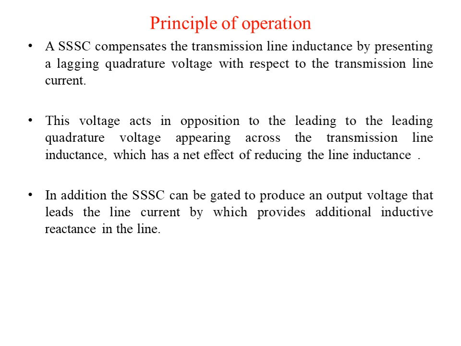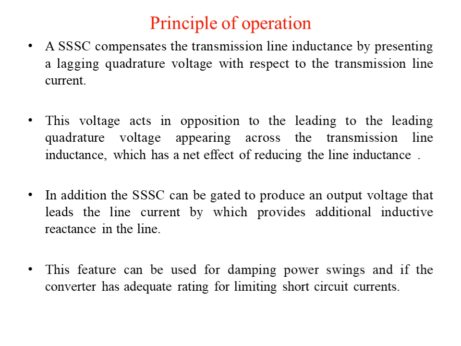In addition, the SSSC can be gated to produce an output voltage that leads the line current, which provides additional inductive reactance in the line. So just by controlling the firing angle, we can control the output voltage that leads the line current. If the voltage of the SSSC leads the line current, then it gives additional inductive reactance in the line. This feature can be used for damping power swings and, if the converter has adequate rating, for limiting short circuit currents.